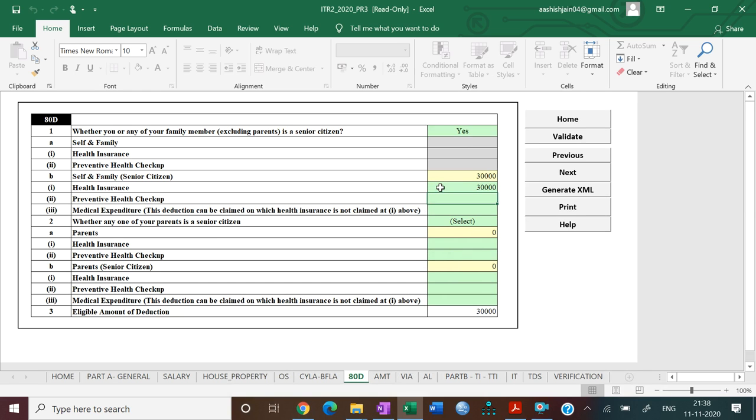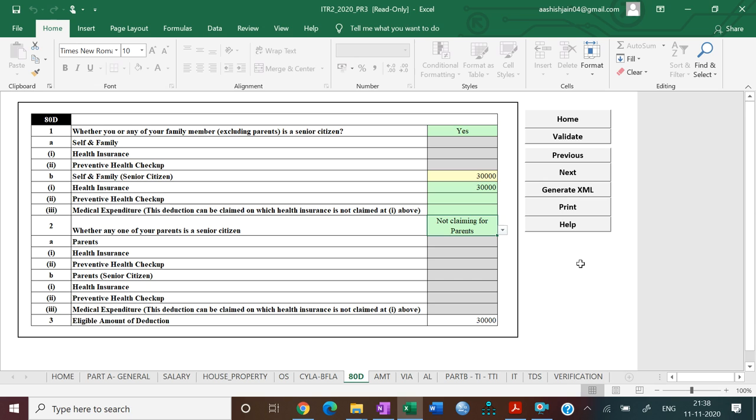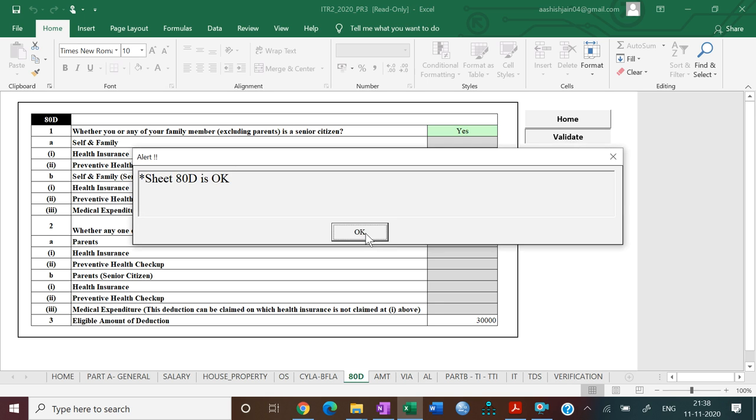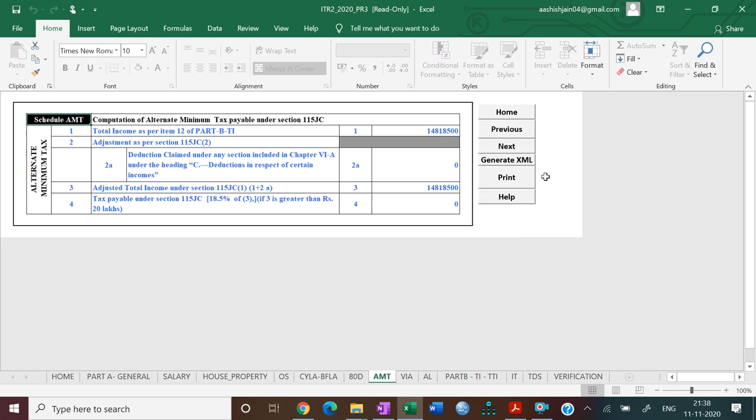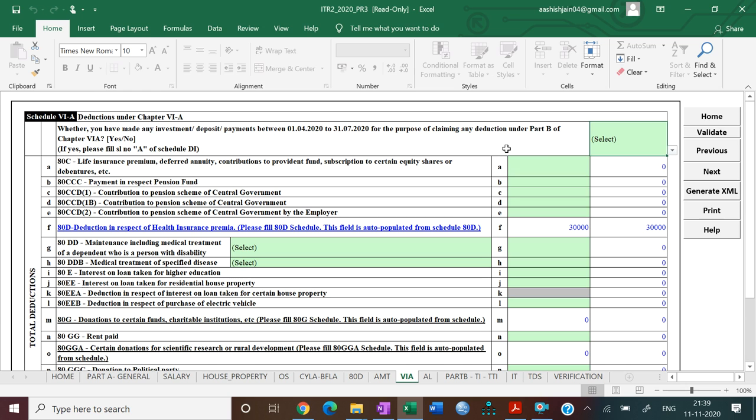Now, whether your parents... we are not claiming any deduction for the parents. So just select not claiming for parents and then validate. And then now move to next. Next again, make it no.